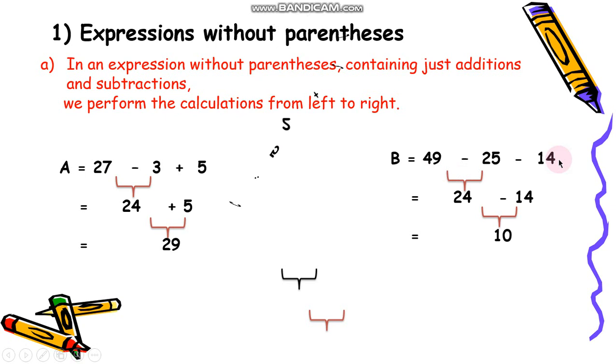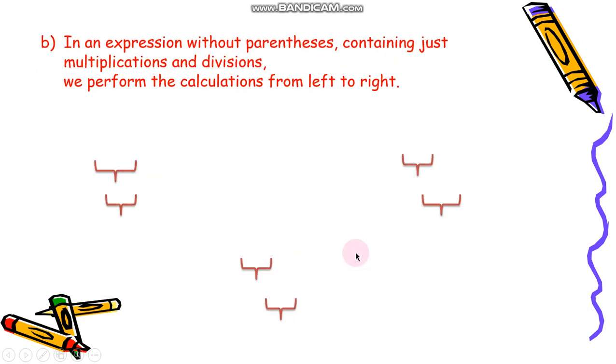Let's see another example. C equals 52 plus 27 minus 8. First of all, we're going to do 52 plus 27 equals 79, minus 8 equals 71. So we're going to perform from left to right because we only have addition and subtraction.